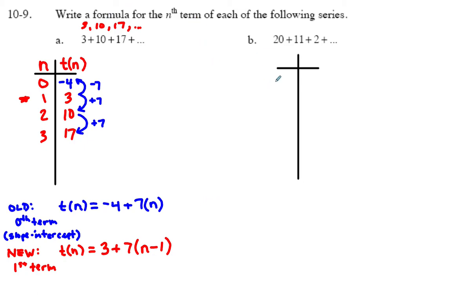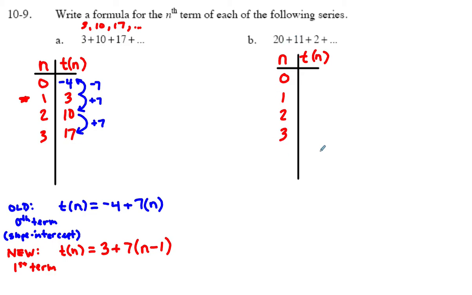If you maybe want to pause the video right now and try the second one and then see if you got it right, it would be a good idea. All right, so here we go. With this one, we're going to start out just thinking about n and t of n. I'm going to do it the same way just to make sure that everybody's getting a grasp on the concept that we're doing here. So we don't know the 0th term, but we know the first, second, and third terms.